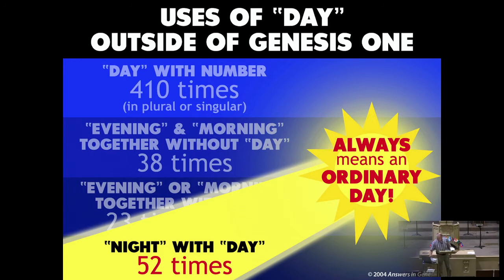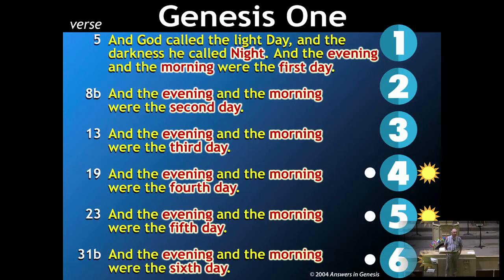And so this is what God has given us in Genesis chapter 1. We have the word night, we have the word morning and evening, we have the first day with a number. We have the evening and the morning with a second day, the evening and the morning, the third day, the evening and the morning, the fourth.